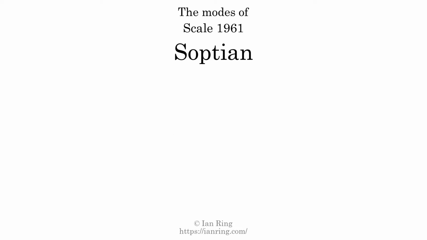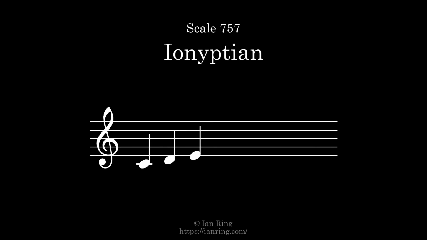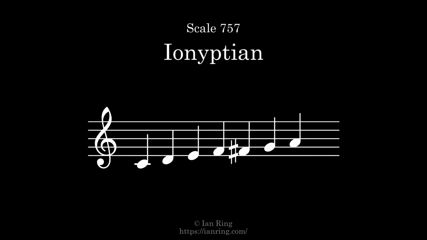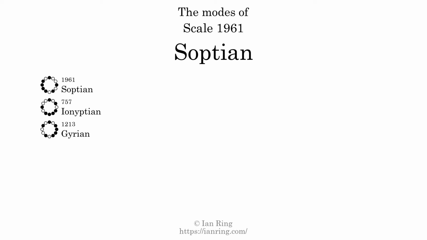This scale has 7 modes. The first mode is itself. The second mode is scale 757, also known as Ionian. It sounds like this. The third mode is scale 1213, also known as Phrygian. It sounds like this.